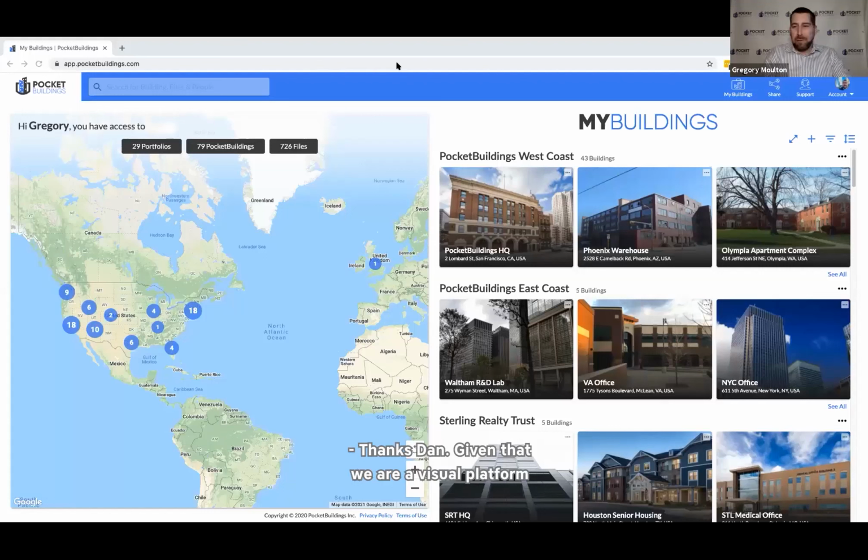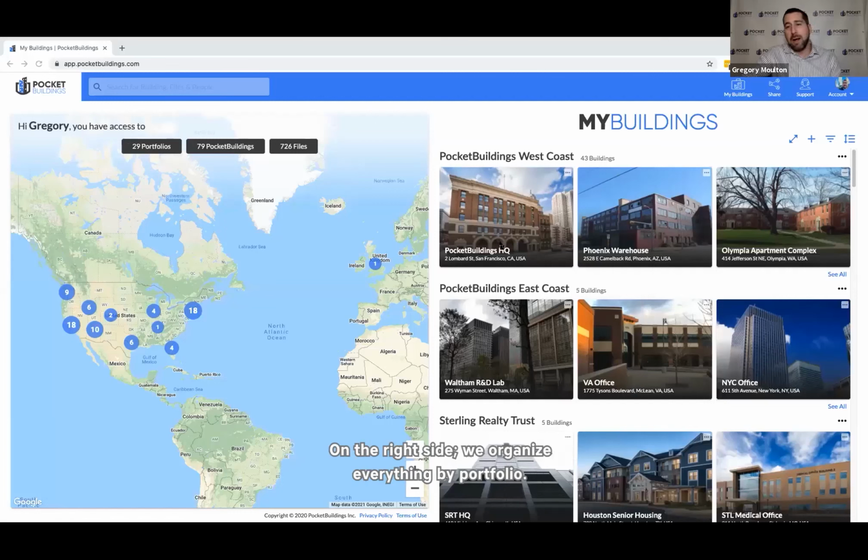Thanks, Dan. Given that we are a visual platform, it usually makes more sense when people actually open it up and see it. So we are a 100% web-based application built on the cloud. Our backend is backed by AWS. Everything that we do here is completely visual in nature. So when you log in to Pocket Buildings, on the left-hand side, you'll notice the map feature over here.